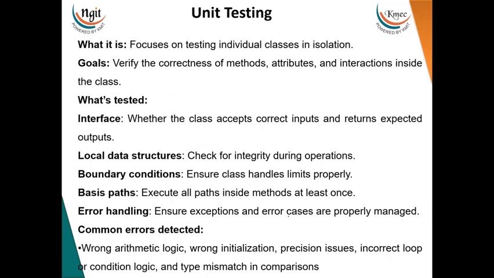The first one is unit testing. It focuses on testing individual classes in isolation. The goal is to verify the correctness of methods, attributes, and interactions inside the class. What's tested here is the interface: whether the class accepts correct inputs and returns expected outputs or not. Let me make this clear.